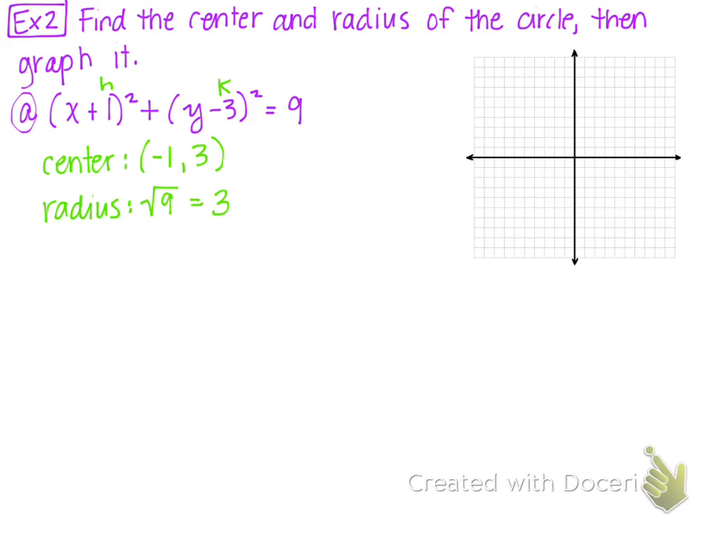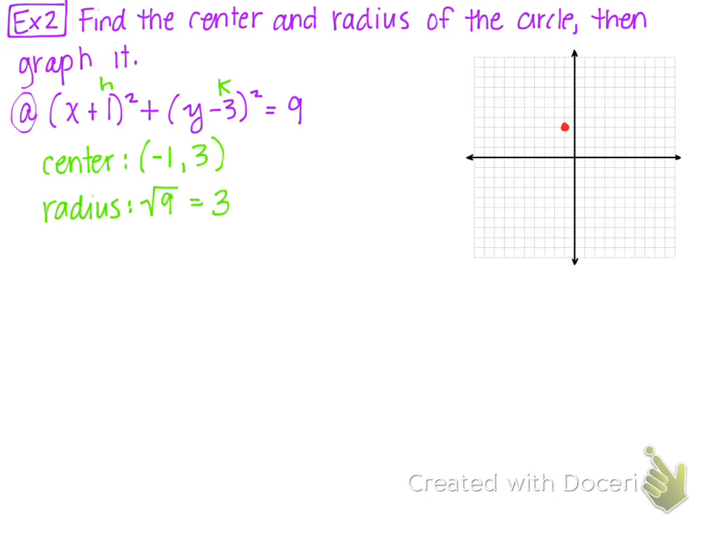So the first thing you want to do is plot the center. So we have (negative 1, 3). That's our center. Then we know that our radius is 3. So we're going to count out 3 units to the right of the center, 3 units above the center, 3 units to the left of the center, and 3 units down from the center. And we're going to connect those. So that's going to be the edge of our circle.